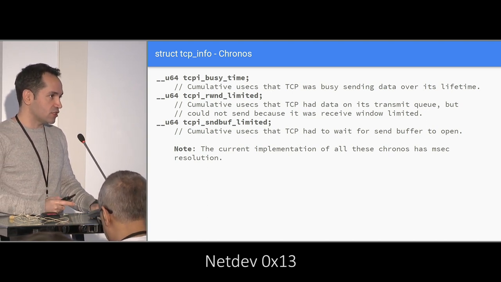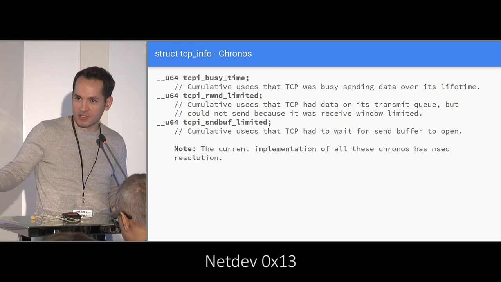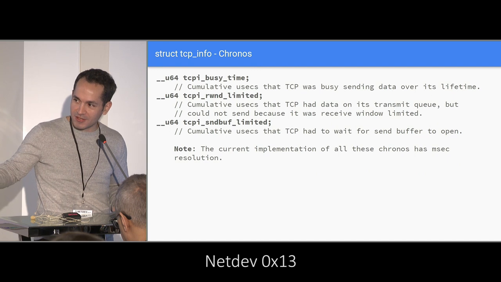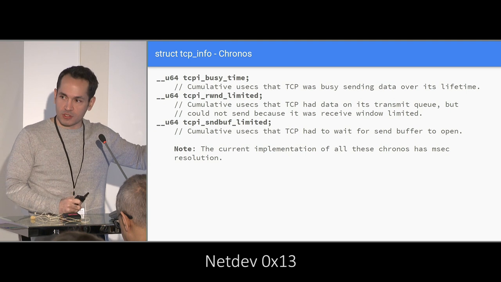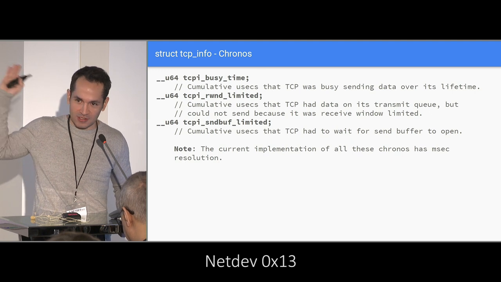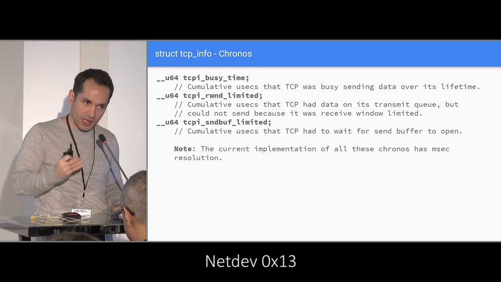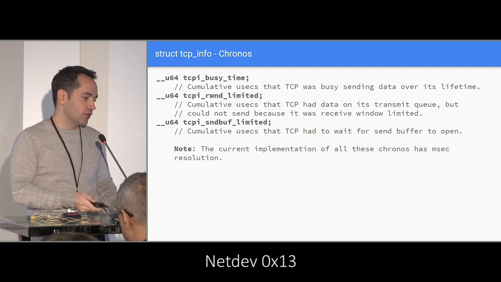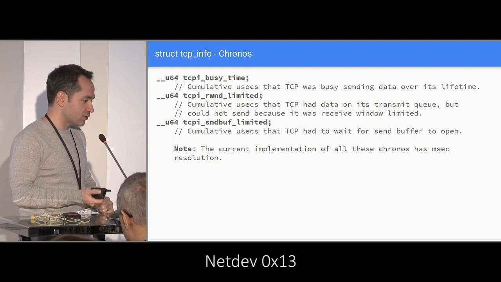We actually sent the RFC patch with USEC resolution, but we needed 64 bits. The feedback was make them 32 bits, store them in milliseconds. So the resolution is actually milliseconds, but we wanted to make sure the API is ready if we later decide to use USEC, because we can't really change the definitions once it is in TCP info. So they are exported as USEC, but the resolution of the actual kernel implementation currently is milliseconds. Is it a Jiffy? Jiffy, yes. Sorry, yeah, I should say Jiffy. It's 32 bits.